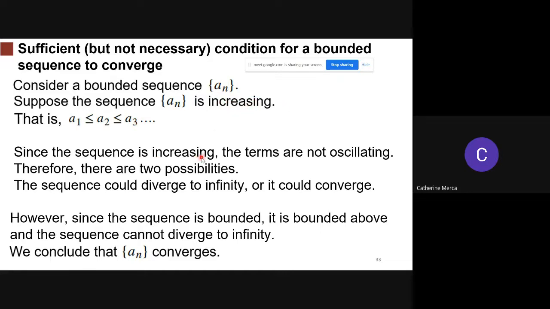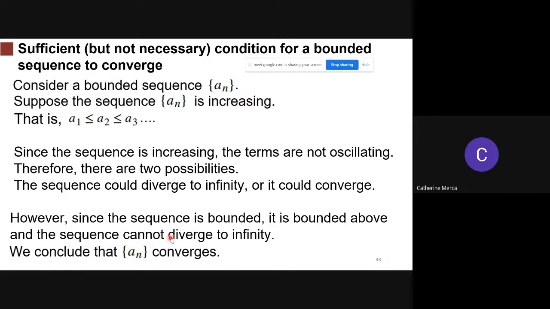Since the sequence is increasing, the terms are not oscillating. So, wala siya nagbalik-balik. Kaya increasing man siya. So, pataas, padako lang yun. Therefore, there are two possibilities. The sequence could diverge to infinity. So, when you say diverge to infinity, mean to say, ma-increase lang siya padako. No? Padulong lang siya sa infinity to a very, very large number. Or it could converge. Or padulong siya sa isa ka number. Increasing siya pero padulong siya sa isa ka value.